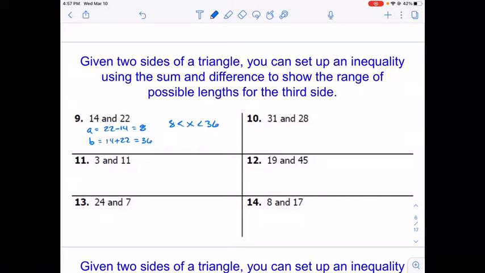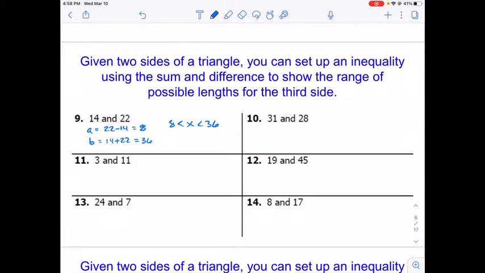So that means our third side is going to be somewhere between 8 and 36 to make this a true statement. This is not saying it's our longest side, it's just our third side. If it's 9 and 14, would you add together and get bigger than 22? Those would be smaller than 22. Add them together, get bigger than 22.